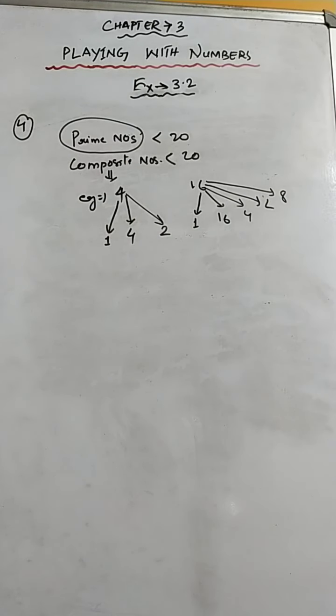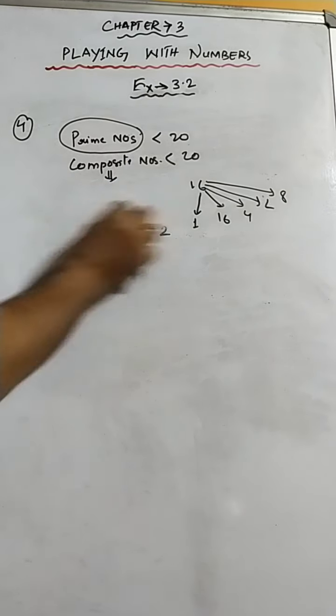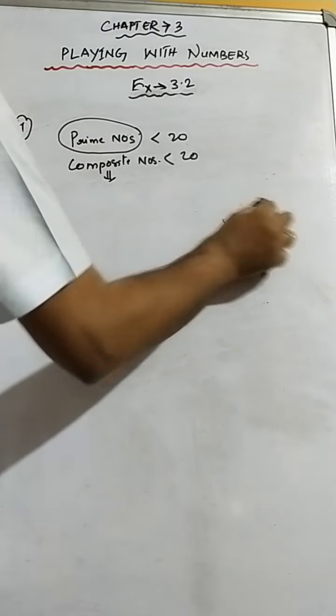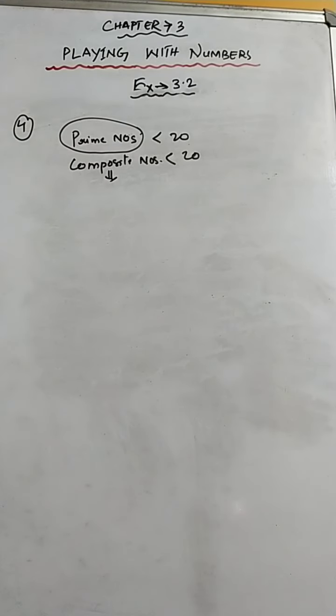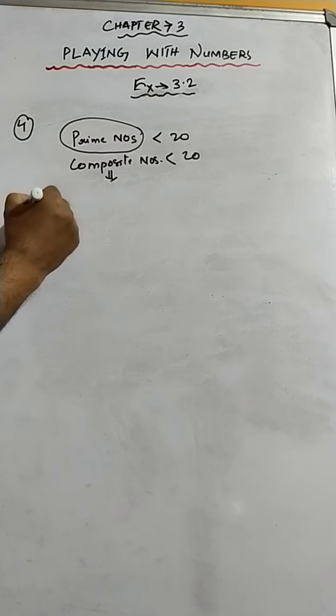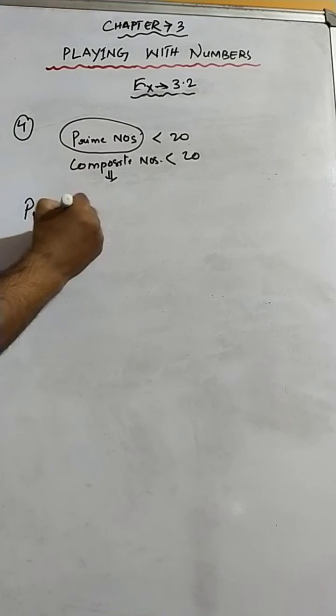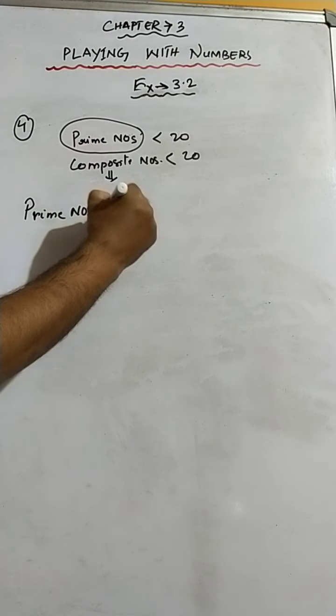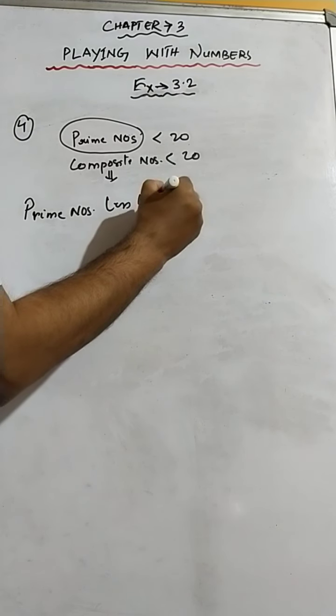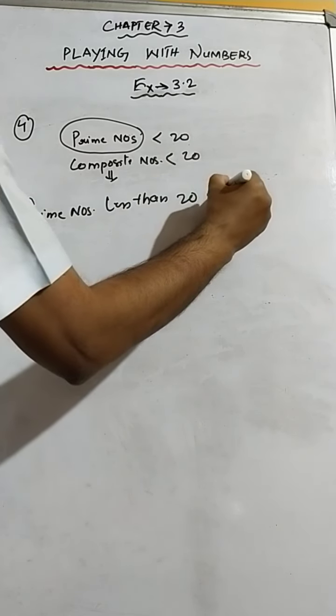So now your target is to see the prime numbers. The first target is to write all those prime numbers which are less than 20. Okay. So you write the statement as: prime numbers less than 20 are.